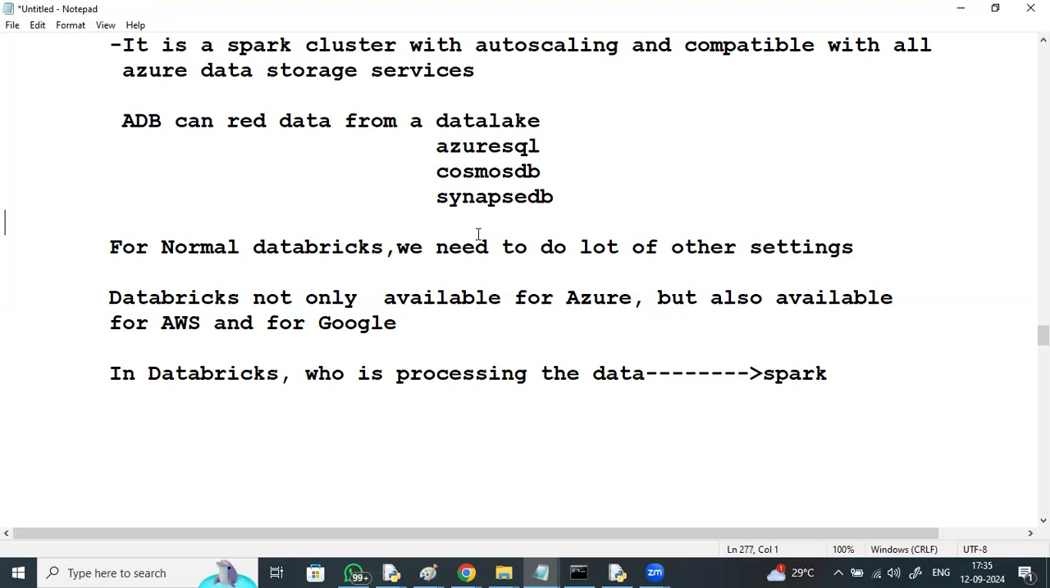You can say Azure Databricks, right? It's in for Azure Databricks. Spark is the execution weapon, and you are the developer to provide instructions to process the data in the form of coding and to perform complex transformation.